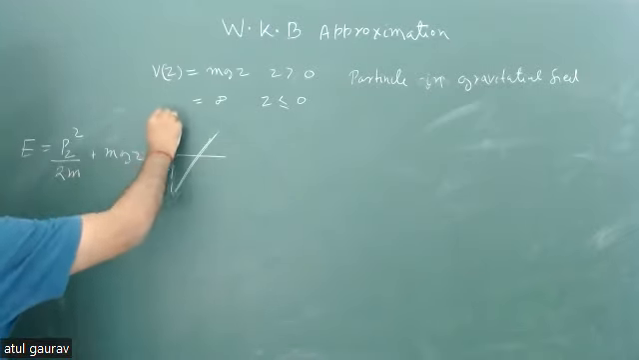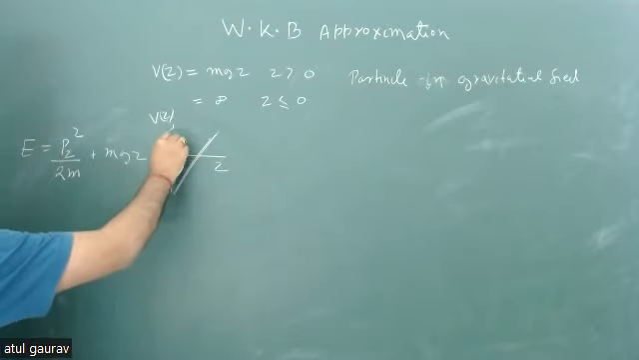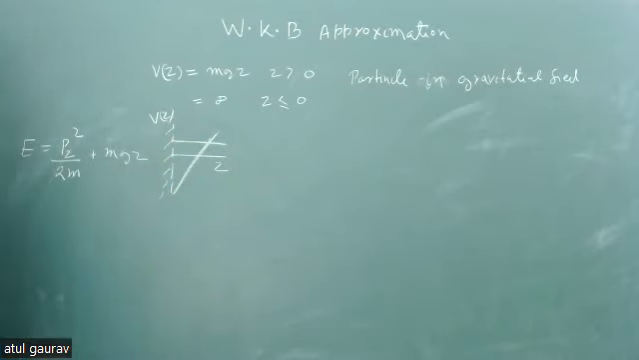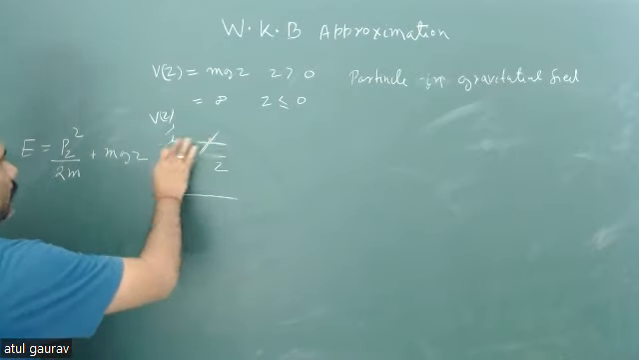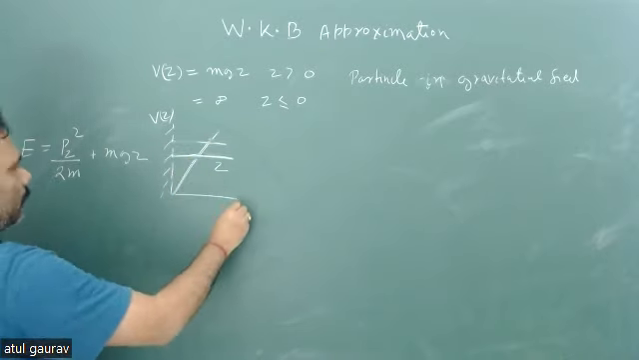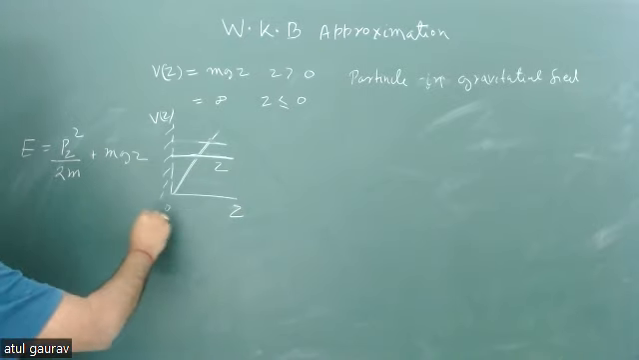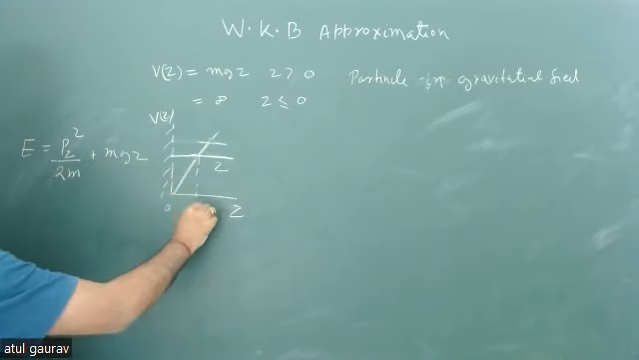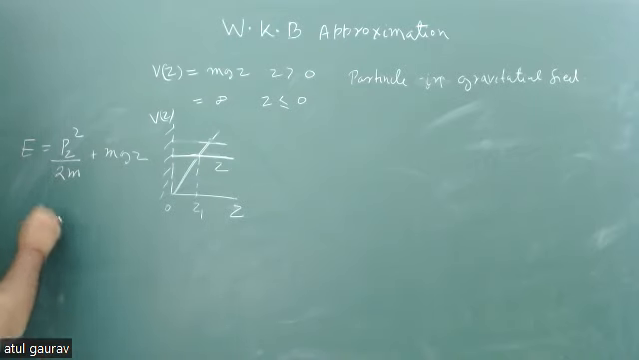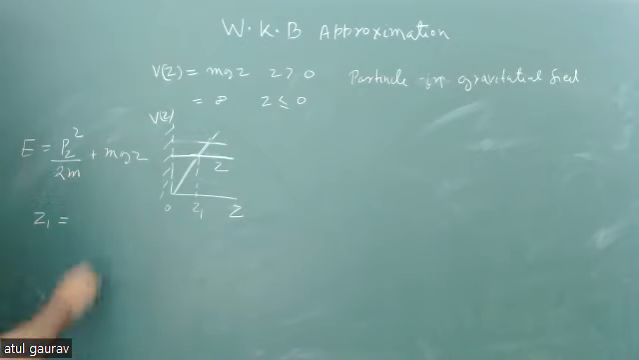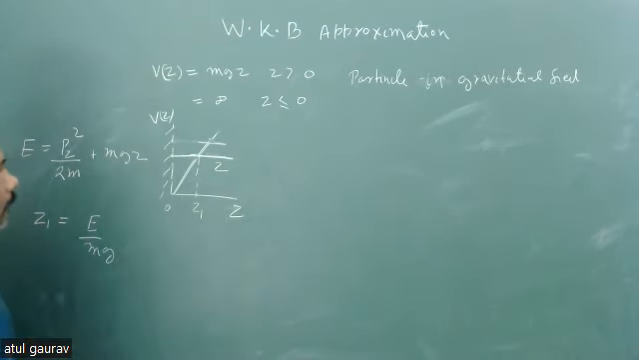Let us assume this is my V(z) versus Z. And this will be my energy. This is my energy, sorry. This is my Z axis. Okay. And this is just a straight line. So obviously the first point is 0. The second point is what? Z1. What is the value of Z1? Pz is equal to 0. So Z is equal to what? E upon mg. So this value is equal to E upon mg.